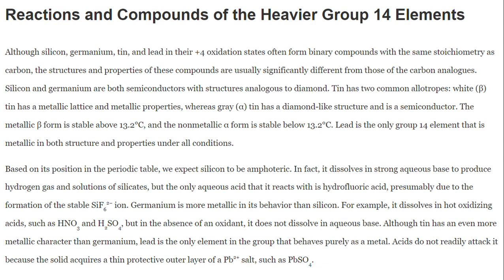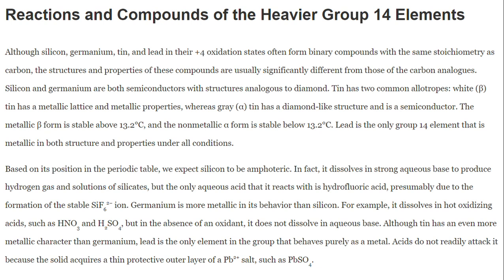Silicon and germanium are both semiconductors with structures analogous to diamond. Tin has two common allotropes. White beta tin has a metallic lattice and metallic properties, whereas gray alpha tin has a diamond-like structure and is a semiconductor. The metallic beta form is stable above 13.2 degrees centigrade, while the non-metallic alpha form is stable below 13.2 degrees centigrade. Lead is the only group 14 element that is metallic in both structure and properties under all conditions.